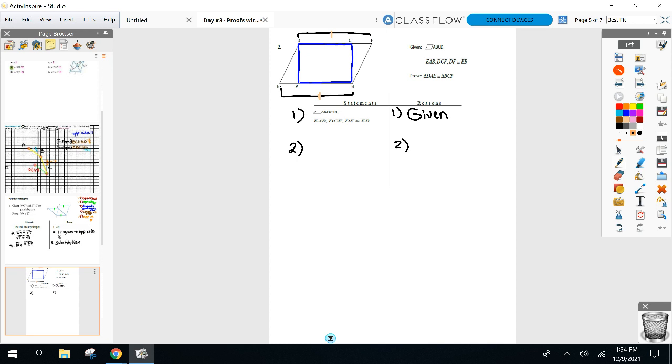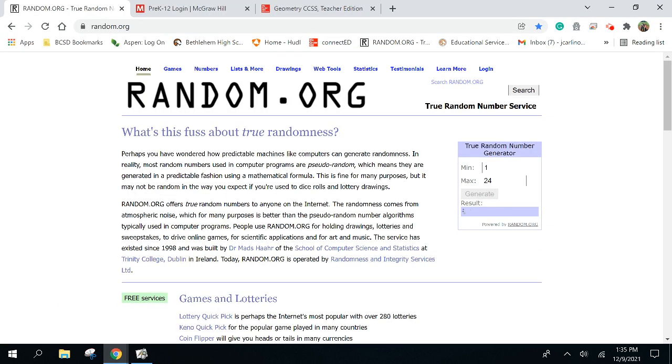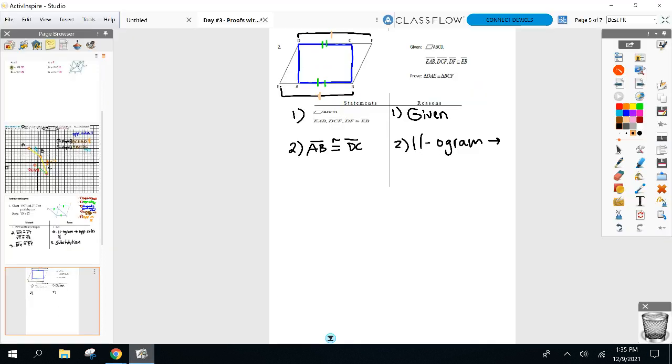AB and DC. Okay, all right. I got it. AB and DC. They're not sides in my triangle, but hopefully you see where I'm going here to get sides in the triangle. So AB congruent to DC. Got it? Parallelogram implies. What property was just applied here? Parallelogram implies. Give me the property. Opposite sides. Good.